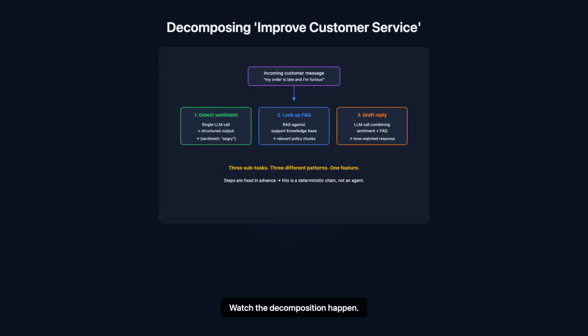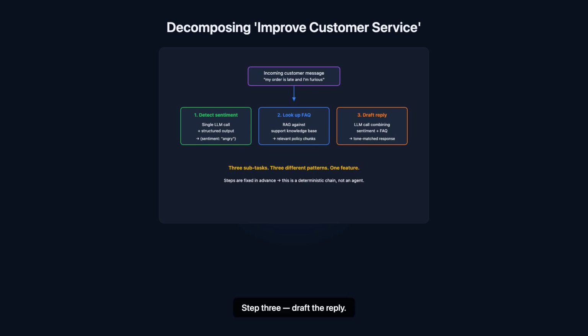Watch the decomposition happen. A customer writes in, "My order is late and I'm furious." Step 1. Detect the sentiment. That's a single LLM call with a structured output schema, returning something like sentiment equals angry. Step 2. Look up the relevant FAQ. That's a RAG step against the support knowledge base, pulling policy chunks.